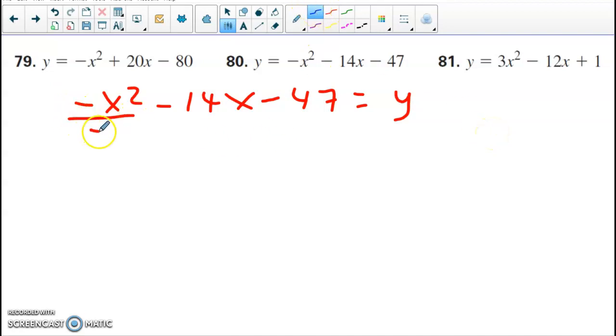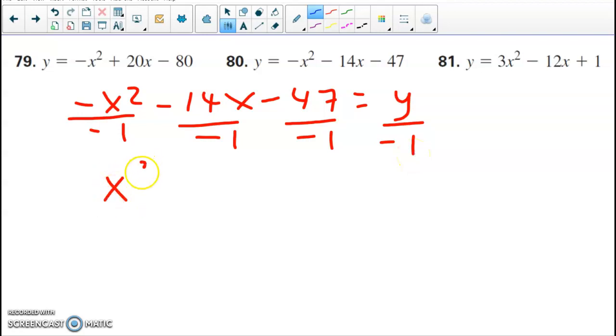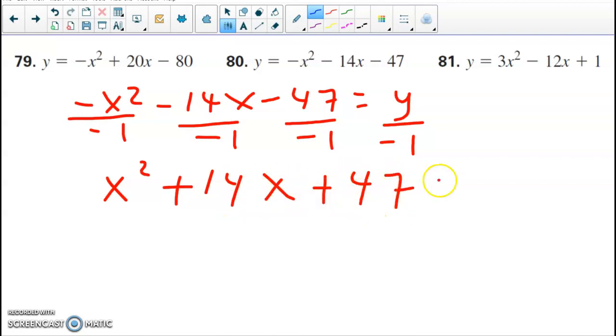So we're going to divide by negative 1, divide by negative 1, and divide by negative 1, and divide by negative 1. All right, so this becomes an x squared. This becomes a positive 14x. This becomes a positive 47. And this becomes a negative y. And that looks a little awkward having negative y on that side, but that's okay. It's not going to stay that way for long.